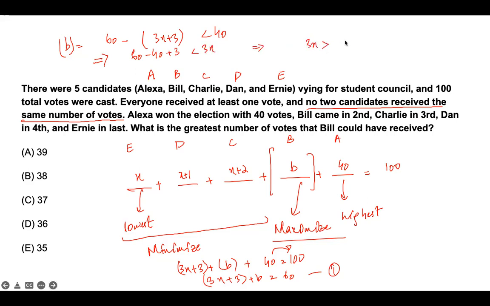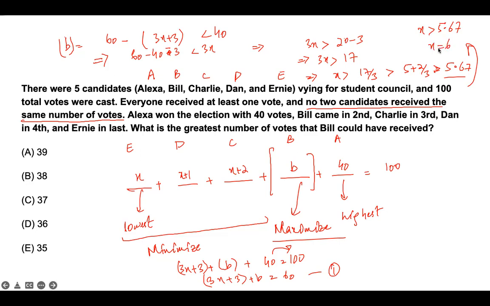That means 3x is greater than, no, this is minus, 20 minus 3. That means 3x is greater than 17. This means x is greater than 17 over 3, which, if you quickly solve this, is 5 plus 2 by 3, which is 5.67. So we just got by solving that x is greater than 5.67. As these are integers, x will be the least integer value greater than 5.67, which is 6.